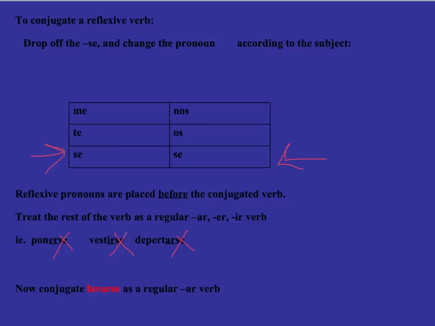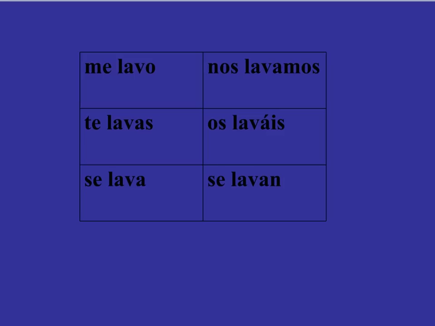You still use the regular present tense endings that you have in your regular present tense notes. So using lavarse as a regular AR verb, and it's a reflexive, in your notes, conjugate lavarse in all 6 forms. You should have written me lavo, te lavas, se lava, nos lavamos, os laváis, se lavan.